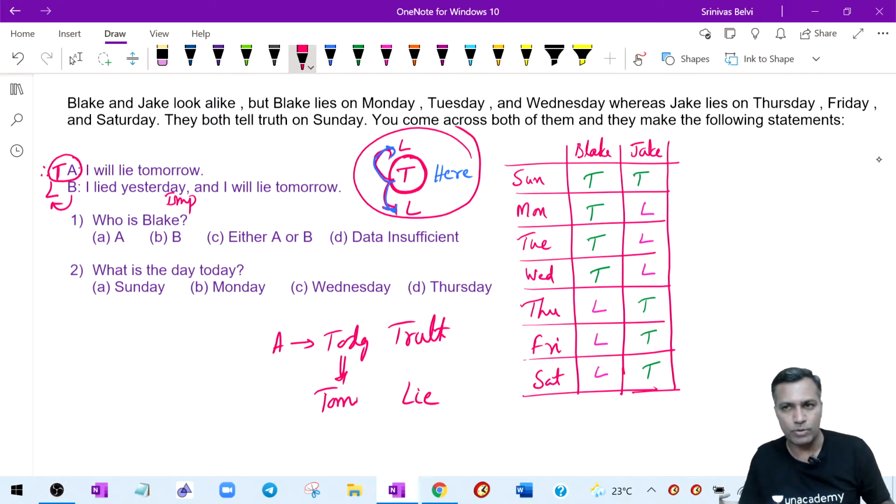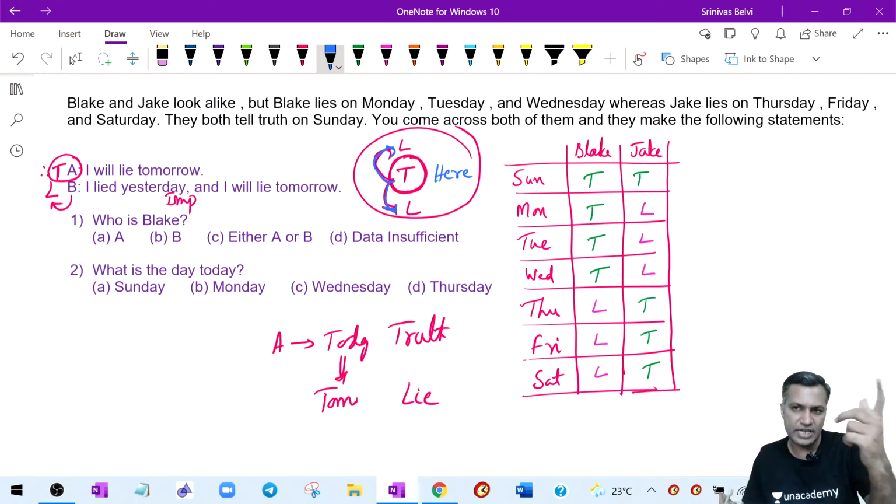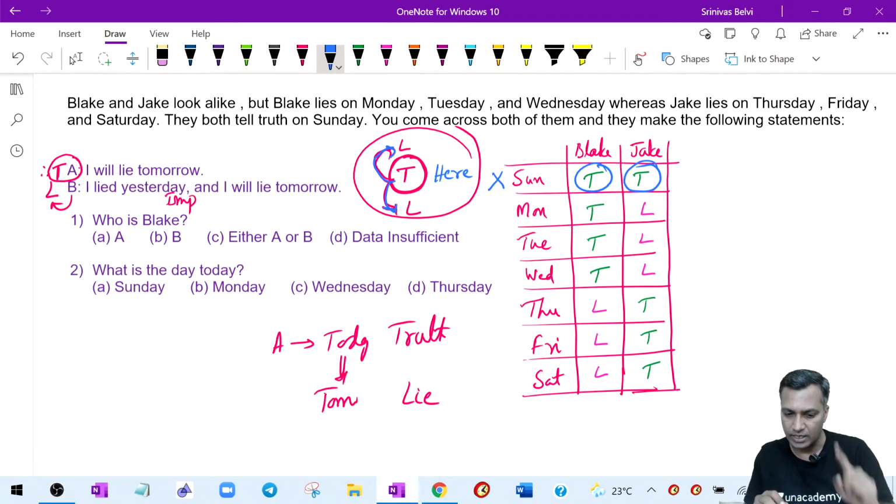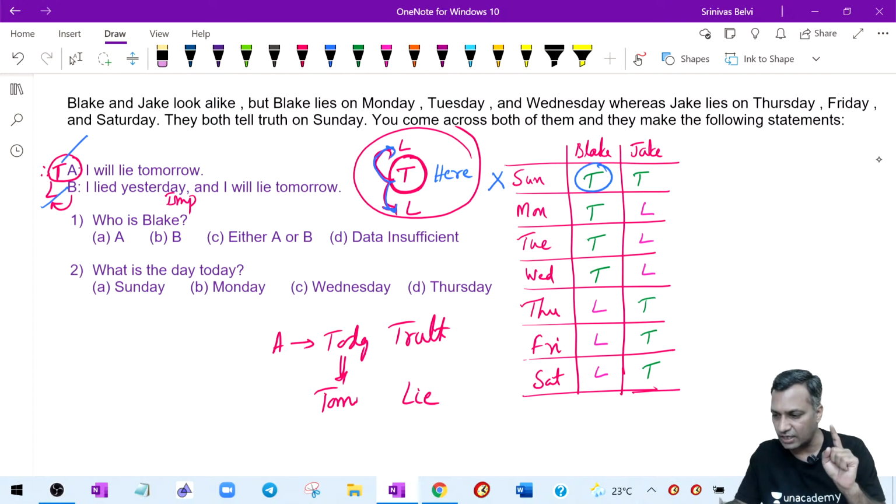Be careful with me tomorrow, right? All right, fair enough. So which day can that be? Today if he is telling the truth and tomorrow he is going to tell the lie, it cannot be Sunday. If it is a Sunday, both will be telling the truth. Understand that it cannot be Sunday, because some of you said that it could be Sunday as well. It cannot be Sunday because one fellow is telling the truth and one fellow is telling a lie. Therefore, it is not Sunday.